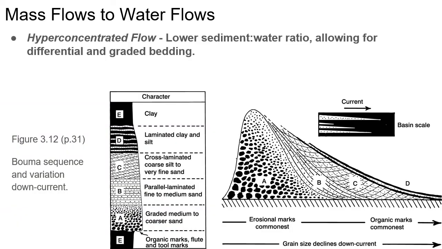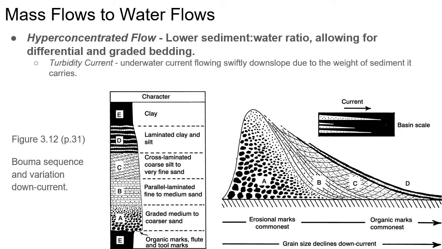In this example, we're going to be looking at hyperconcentrated flows, and these are really interesting. In this case, you have a lower sediment to water ratio. So you have differential and graded bedding, and some common places to see these are turbidity currents or turbidites. You're going to find these along the continental slopes and shelves down towards the abyssal plain, where these underwater currents, maybe an underwater landslide, causes a whole bunch of sediment to rush downslope very, very rapidly, but because it's in an aquatic environment, everything gets churned up.